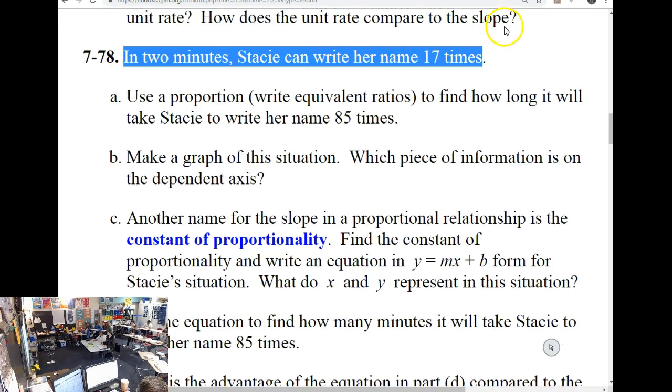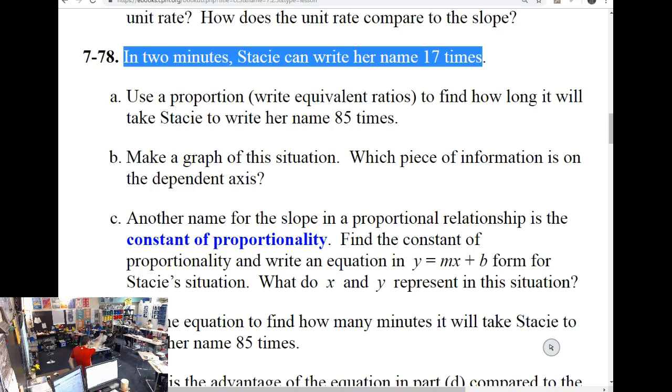When we talk about rates, do we normally have the time, like minutes, hours, seconds, on top or on bottom? On bottom. Because time is independent. Time doesn't give a hoot what we're doing. It's going to keep going. So when we have a situation that involves something and some amount of time, minutes needs to go on bottom. That's your independent variable.